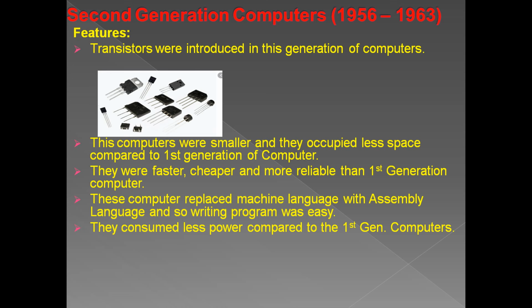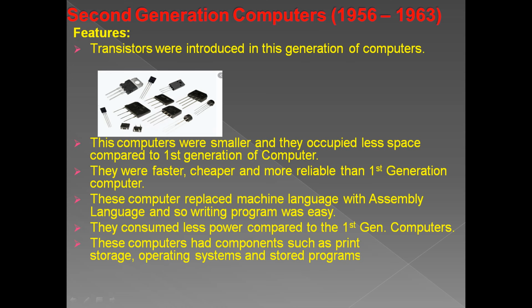This computer had components such as printers, secondary storage, operating system, and stored program. They used printers and secondary storage devices. What the secondary storage and stored program are, we will come to know in our coming topics. And this operating system, Windows is one of the operating systems, Linux is one of the operating systems, and Macintosh, which is used in Apple. All these are operating systems.